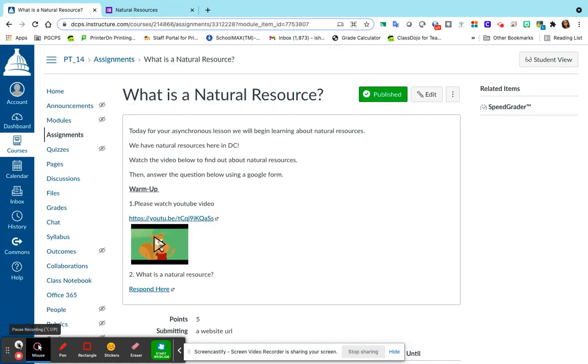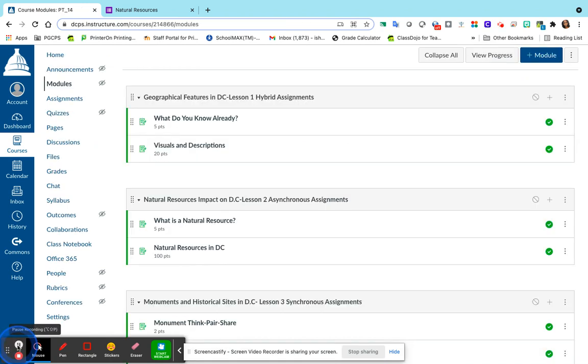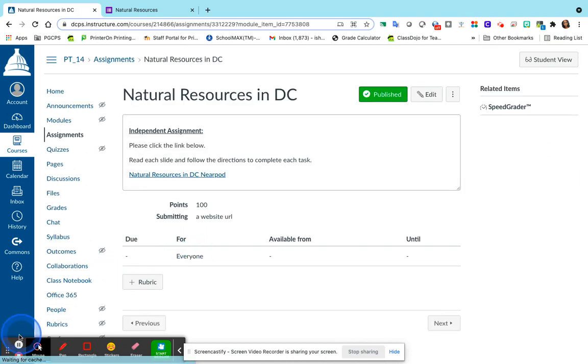After completing the Google form, students will complete an independent task titled Natural Resources in DC. This task is a student-paced Nearpod on natural resources that is engaging and interactive.